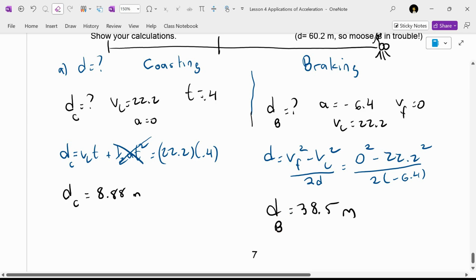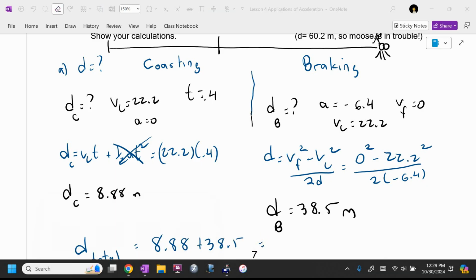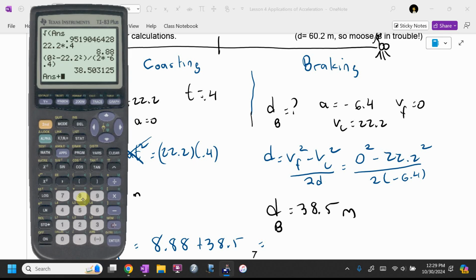What's my total distance before I come to a stop? 8.88 plus 38.5. Which is, sorry, does the moose survive? Barely. Barely. And then part B, when it's raining and you couldn't accelerate backwards as fast, you'll find when you solve for it, it's going to be the same thing with different numbers. You'll find you hit the moose.